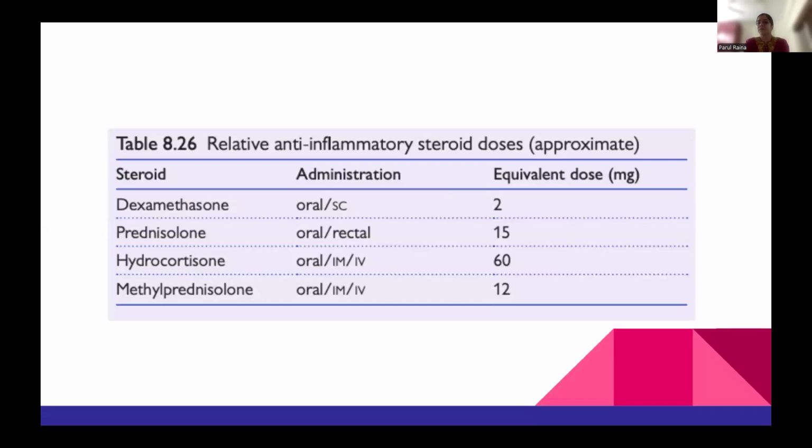These are the steroid doses and equivalent doses. Dexamethasone can be given as oral, IV as well as subcutaneous administration. Prednisolone can also be given rectally. Hydrocortisone and methylprednisolone can be given in IV form, and IM formulation as well, apart from the oral administration.